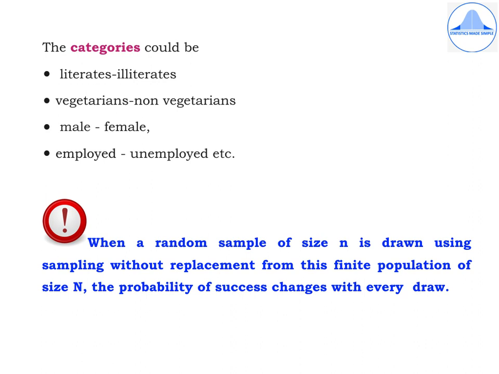Now, a very important point to remember for sampling without replacement is the following. Suppose a random sample of size small n is drawn using sampling without replacement from the finite population of size capital N. The probability of success changes with every draw. So again, this we have observed in the video for sampling with replacement and sampling without replacement.